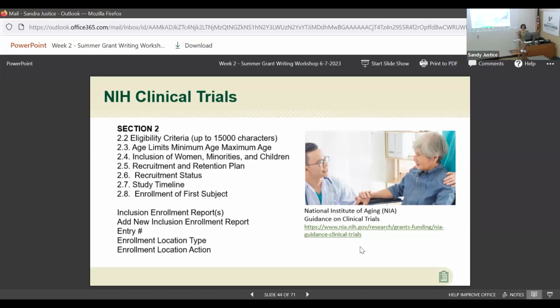So in section 2 of your clinical trials, you're going to dig down into age limits, population, recruitment, retention. And this is where you're going to describe things like gift cards or transportation. And you'll also want to be able to say, here's my study timeline and your enrollment. Now, when you're doing a budget for a clinical trial, you're going to include costs that say, we're going to market this recruitment. We're going to create materials for recruitment. They expect that you're going to have budget line items for that.